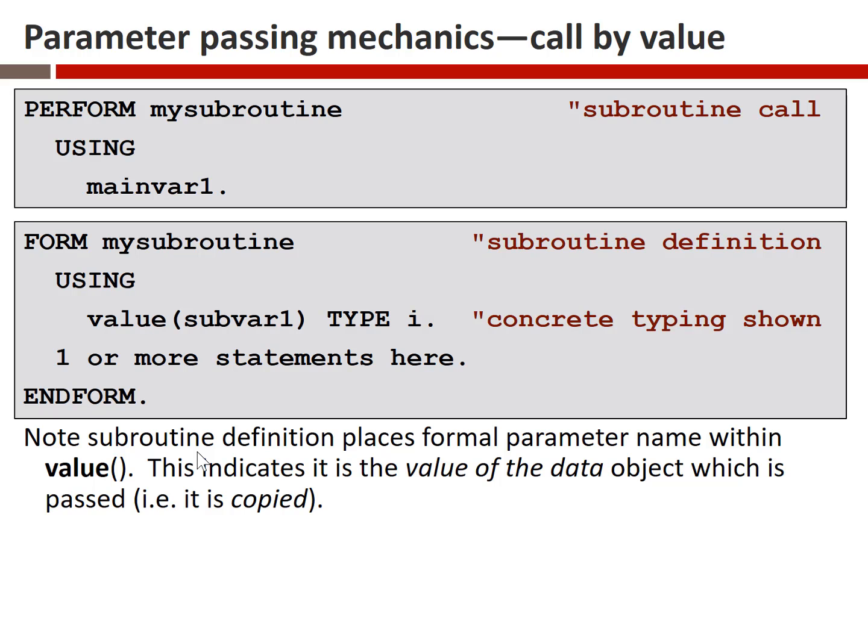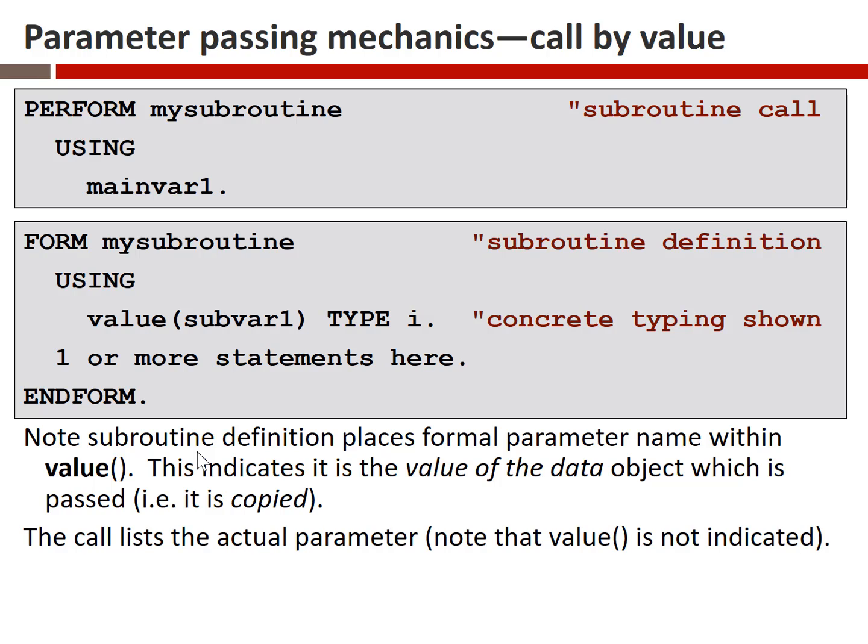Note where the word value goes. Pass by value is always denoted on the subroutine definition, so it's in the form statement. On the calling end, you can't really tell whether it's pass by value or pass by reference. You have to look at the receiving end. And it's real simple. If it has the word value and then a variable in parentheses, it's pass by value. If it does not, it's pass by reference. So pass by reference is the default.